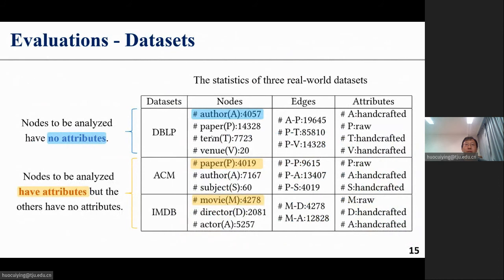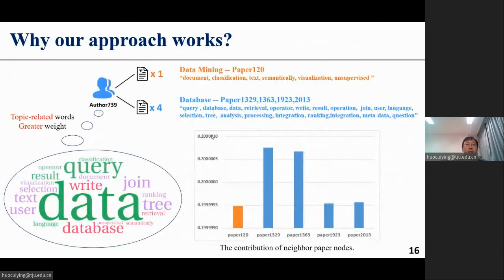To evaluate the effectiveness of the attribute completion framework, we use three HIN networks, including two types. In order to explore the philosophy of attribute completion, we select an author node, that is author 739. He has published one paper in Lithuania and four papers in the database. And the missing attributes of this author should then be more likely related to the database. As shown in this histogram, our attribute completion framework can learn a higher contribution weight for database papers. So the completed attributes of this author are more related to database, as shown in this word cloud.